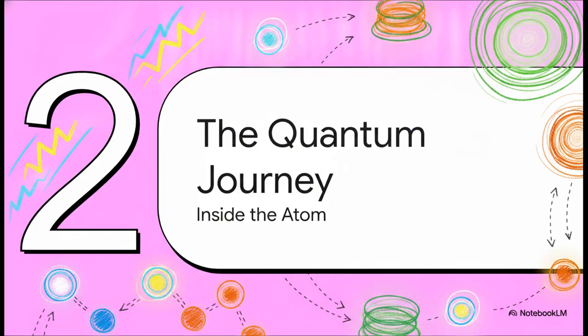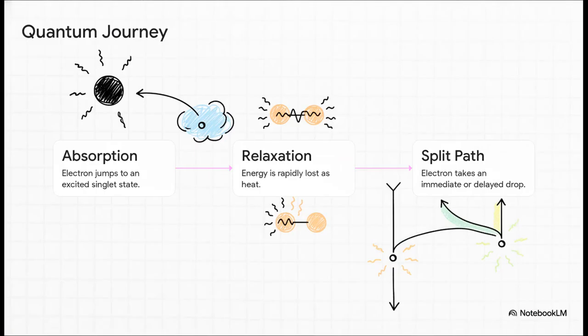The quantum journey. What happens inside the atom? To really grasp the difference between these branches, we need to zoom way in and track a single photon through three distinct steps. Step 1 is absorption. Basically, an electron absorbs some external energy and just instantly jumps up to a highly energetic, excited state. Then comes step 2, relaxation. The molecule starts vibrating and immediately loses a little chunk of that newly acquired energy as physical heat.